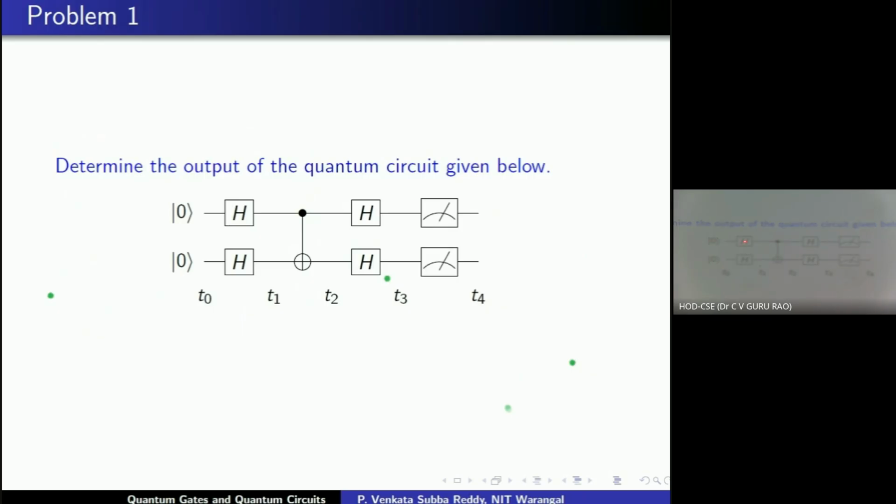Now first system H, second system H. There is no relation between these two. We can easily see here. So what is the combined operation on these two? First system you are performing some operation independently. Second system you are performing some operation. What is the combined operation on this system? Tensor product H, tensor product H. Already we calculated that value.